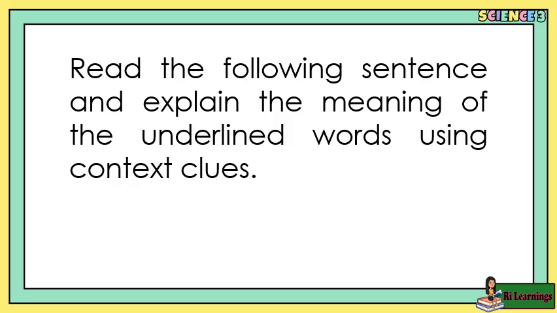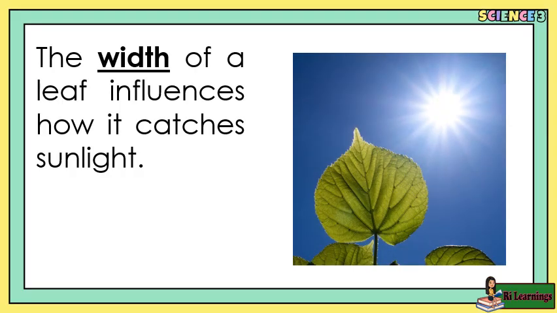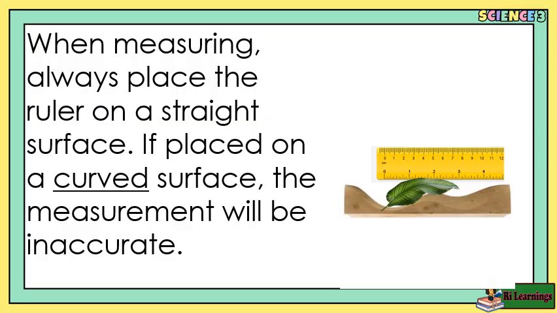Read the following sentence and explain the meaning of the underlined words using context clues. The width of a leaf influences how it catches sunlight. When measuring, always place the ruler on a straight surface. If placed on a curved surface, the measurement will be inaccurate.